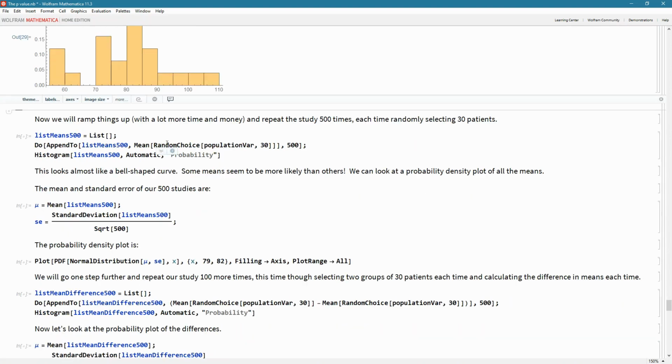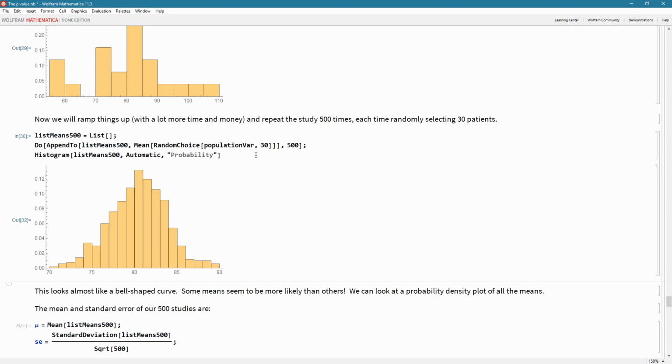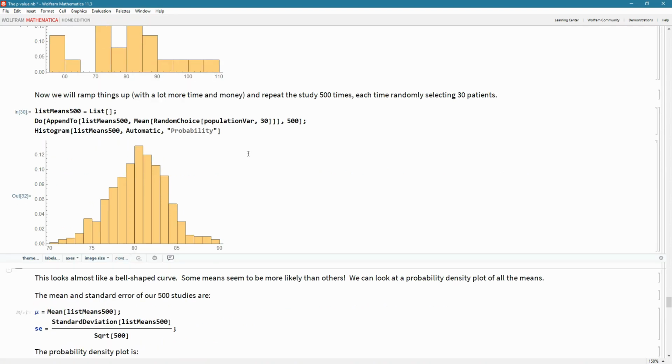Now what I'm going to do is take 30 patients and record the average. And I'm going to throw them back, take another 30, and I'm going to do that 500 times, and each time I'm going to record it. I create an empty list, and I run through it 500 times: choose 30, calculate the average, spit it out. Let's have a look at that. There we go. So definitely some averages were more likely to occur than others.